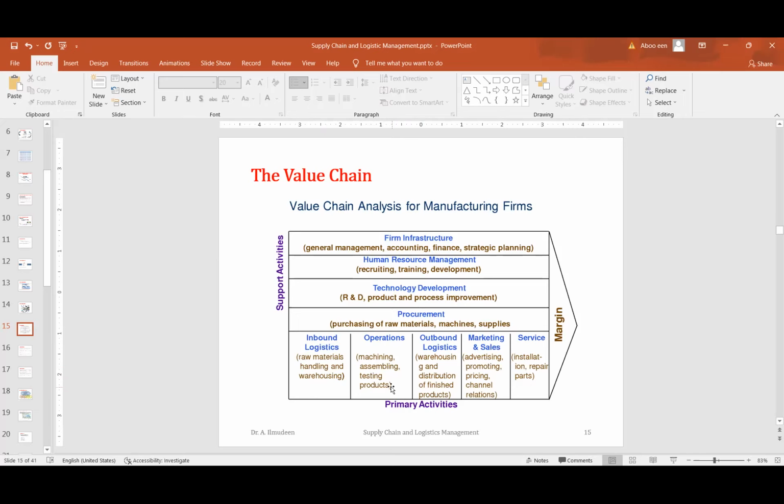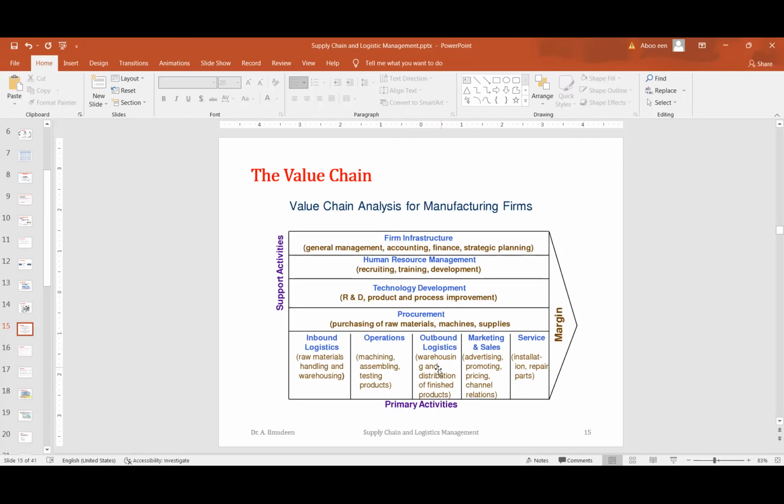So the routine operations, the manufacturing operations, their scheduling and their assembling, their manufacturing process come under these operations. Outbound logistics is the opposite of inbound logistics. Outbound means the outside environment: warehousing and distribution of finished products to the customers, and through these distributors they are sending the product to the end users. So warehousing and distribution of finished products is outbound logistics.